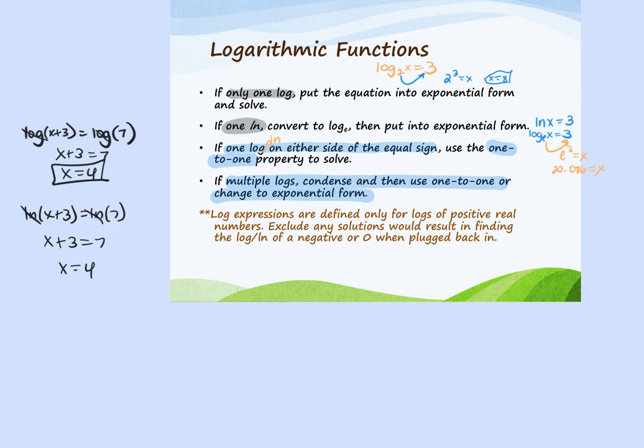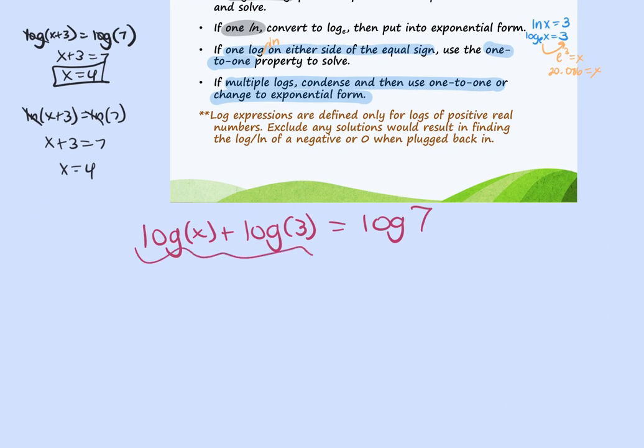So that would be something like log of x plus log of 3 equals log of 7. I would condense this side down to be log of 3x equals log of 7. 1 log on either side of the equal sign cancels out, and I get 3x equals 7 and x equals 7/3.